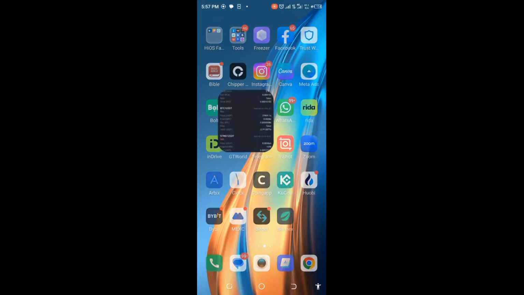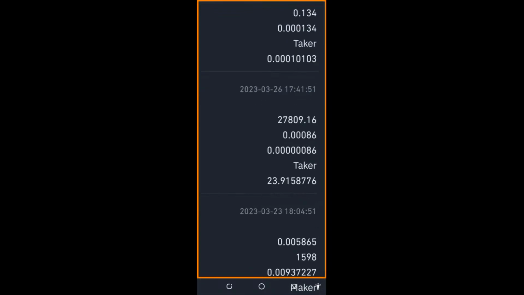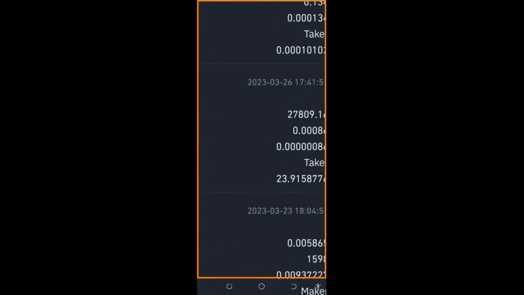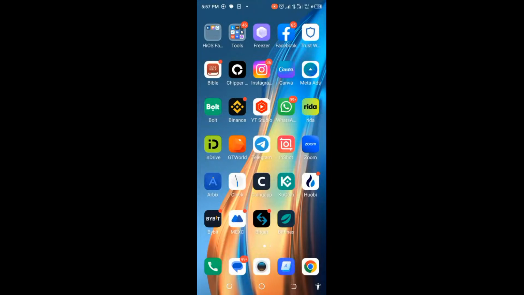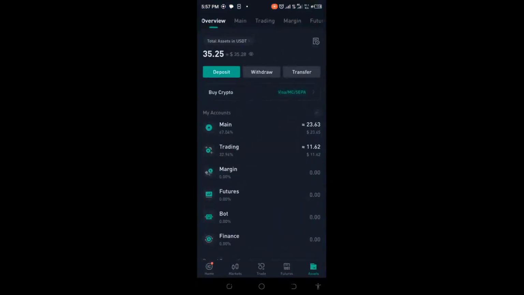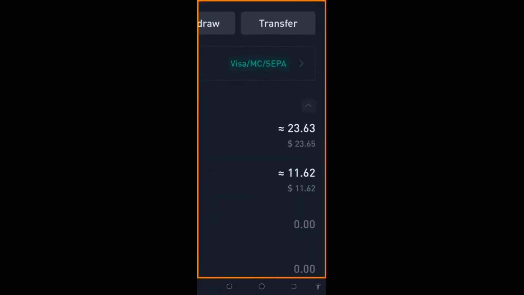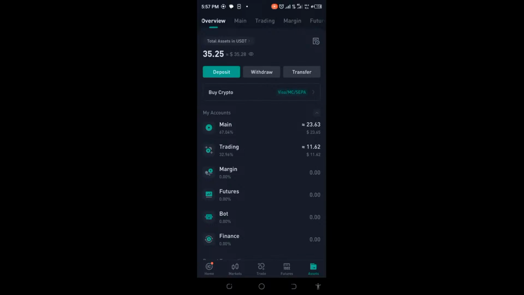Let me see what the fees are again. Was there a fee? Yes, there was a fee, a very small amount of fee. So let's just say 23.9. Let's go back to KuCoin and see what we have here. What we have returned is 23.65 or 23.63 approximately. Let's just say 23.6. So about 30 cents or 25 cents.